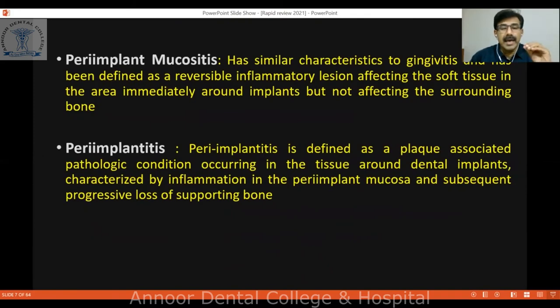Now, whenever there is inflammation in relation to the peri-implant mucosa, akin to the inflammation around the tooth that results in gingivitis, you have peri-implant mucositis, synonymous with gingivitis in a natural tooth. This lesion is caused by the same plaque that causes gingivitis. And like gingivitis, if you remove the etiology and the patient maintains good oral hygiene, the condition reverses. Now, when the inflammation extends from the mucosa to the underlying bone, it is no more known as peri-implant mucositis. It is known as peri-implantitis. So that is what we are going to discuss today.